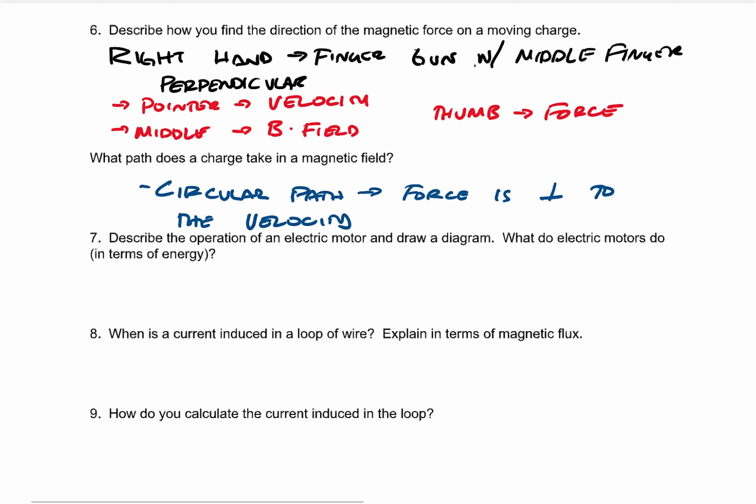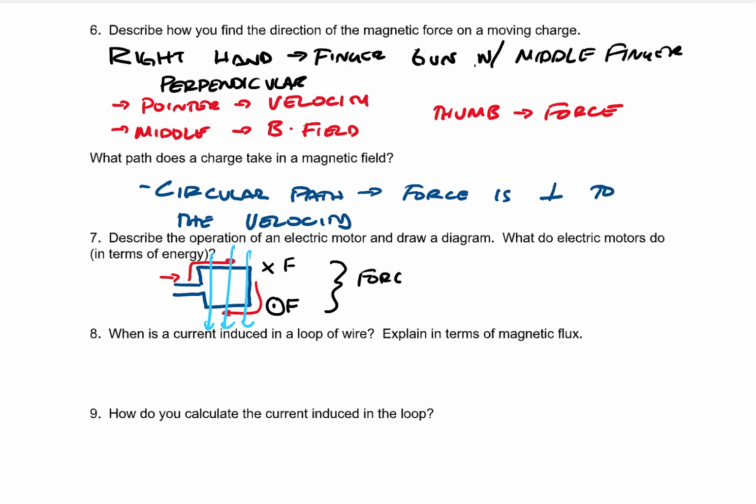Describe the operation of an electric motor and draw a diagram. What do electric motors do in terms of energy? So for an electric motor, you have a current carrying wire. This is a really simple electric motor. You have current going this way, current going through, current coming around. And you put that current carrying wire in a magnetic field. And if that's the case, using a different right-hand rule, sorry, there's a force into the page here and a force out of the page here. That force causes a spin, and that's your motor.